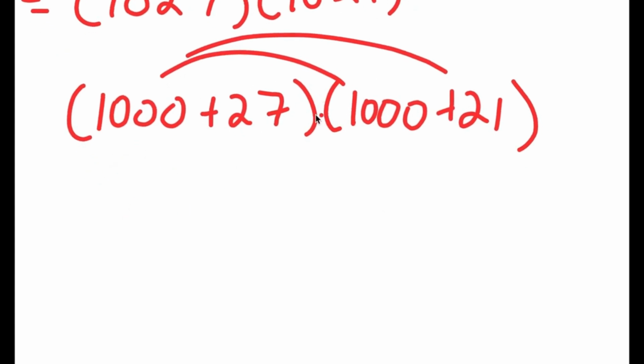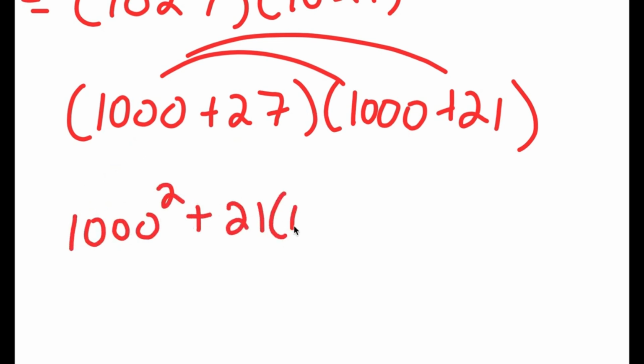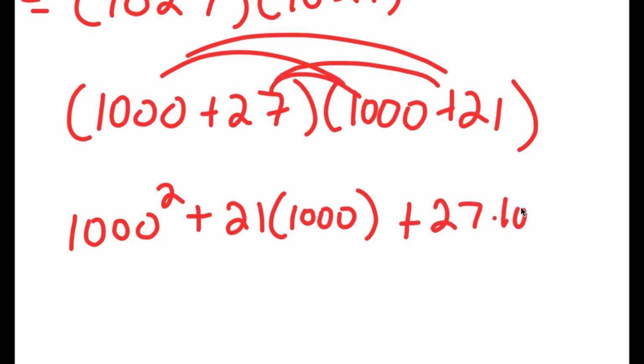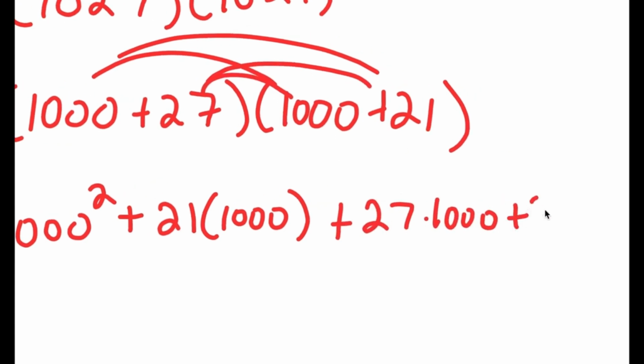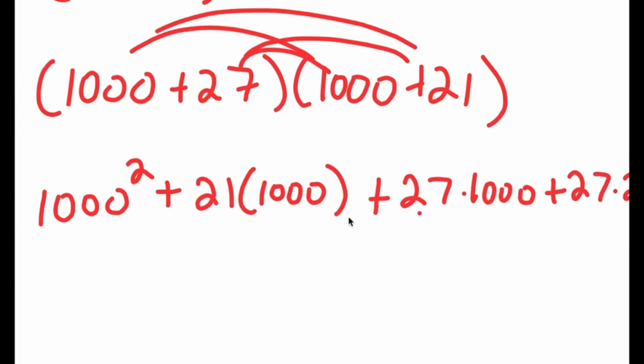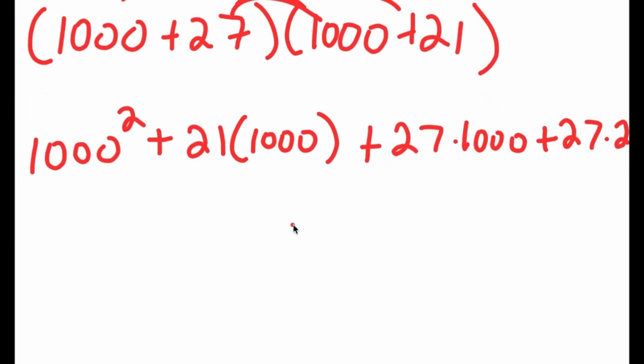So 1000 times 1000 is 1000 squared, plus 21 times 1000, plus, now I'm going to distribute the 27. So I get 27 times 1000 plus 27 times 21.